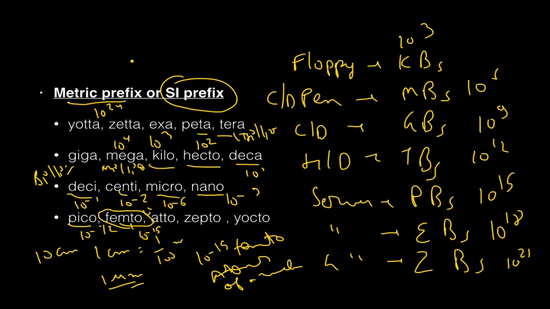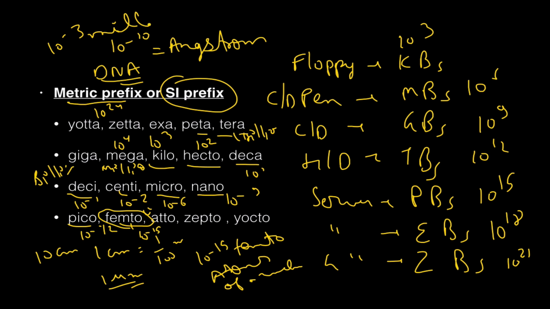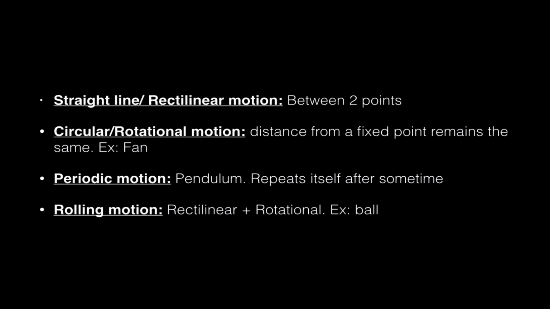And if you want to have one or two more, 10 to the power minus 10 is called angstrom. It is usually used for measuring DNA length, various helix of DNA. 10 to the power minus 3 is called milli. So these are all the various features. I hope you remember a few of them at least. It helps in scientific calculations.